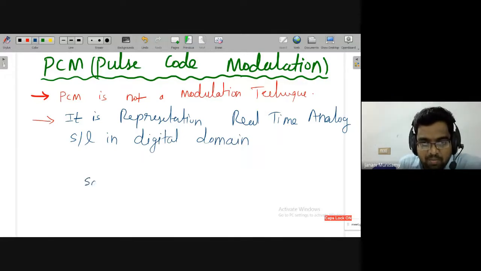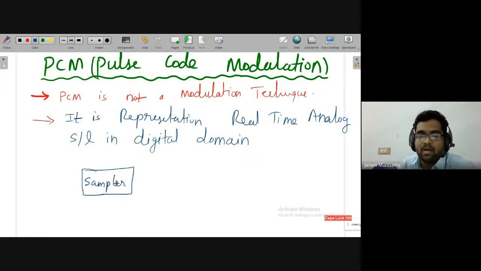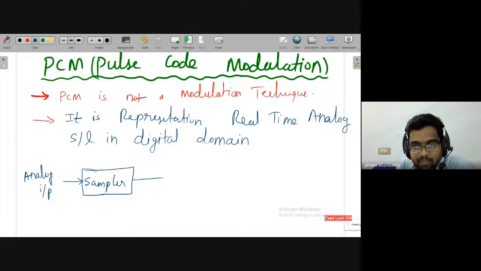So the first component is the sampler. Mainly our aim, our objective here, is to convert the real-time analog signal into digital data, a continuous stream of digital data. For the sampler, what is the input? Analog signal is the input. First, the analog input will be passed through a sampler, then a quantizer.